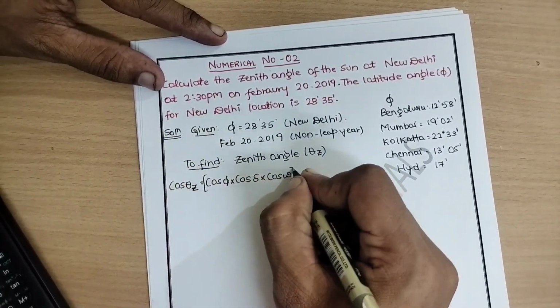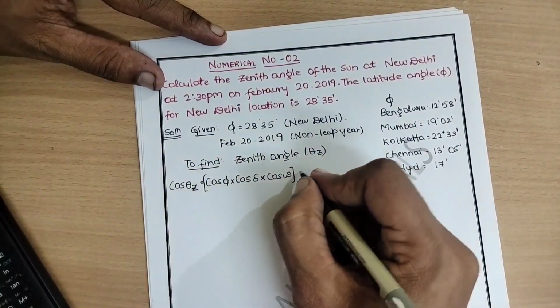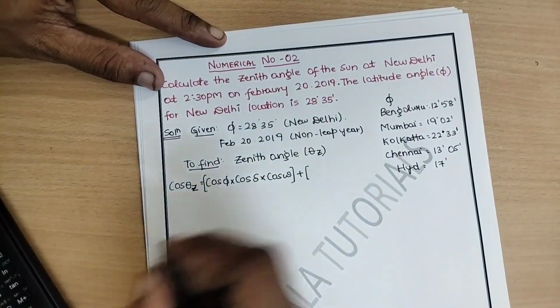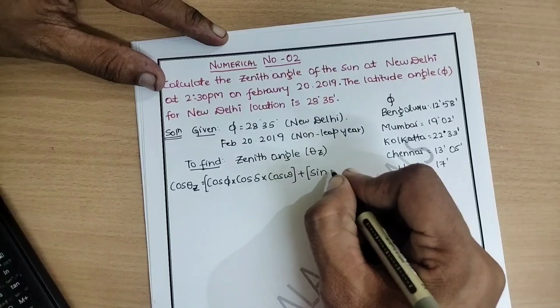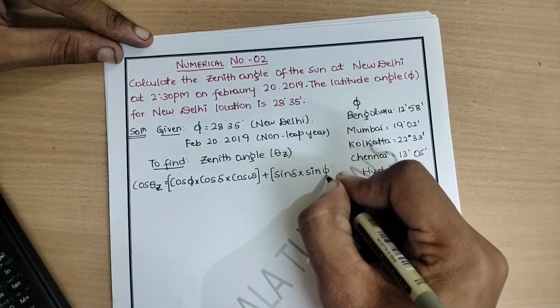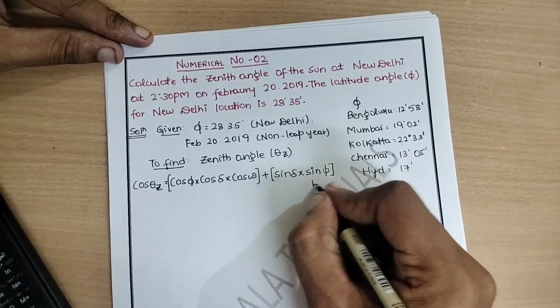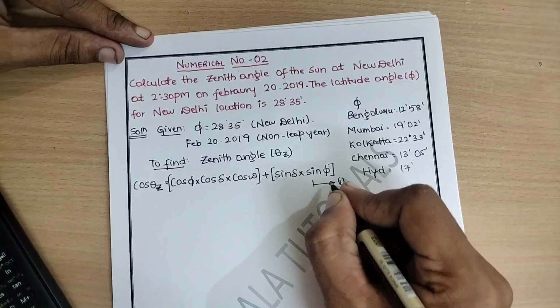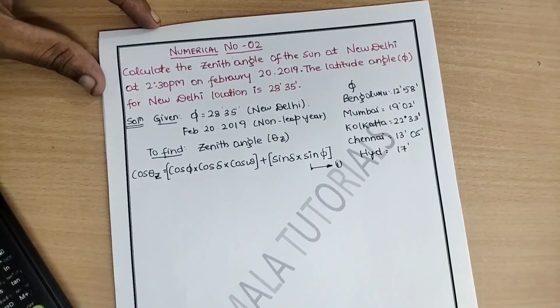So what are these terms? I will explain. Plus, open the bracket, sine of delta into sine phi. For time being, I will call this equation number 1. So one by one, let us see the terms.